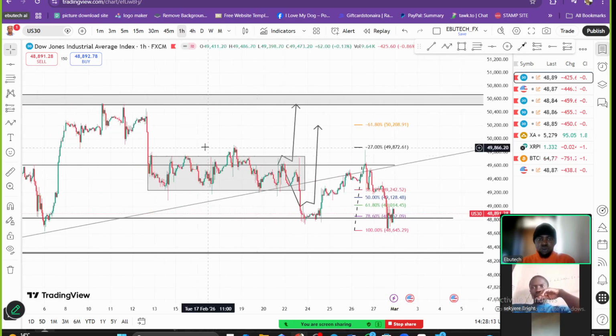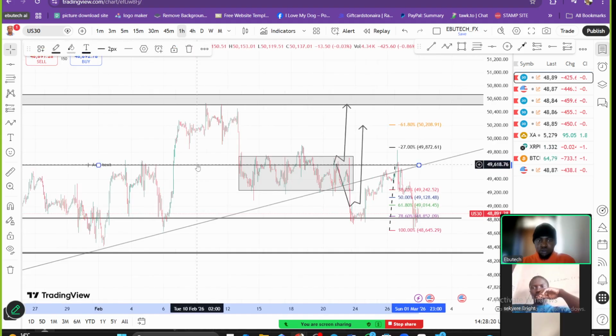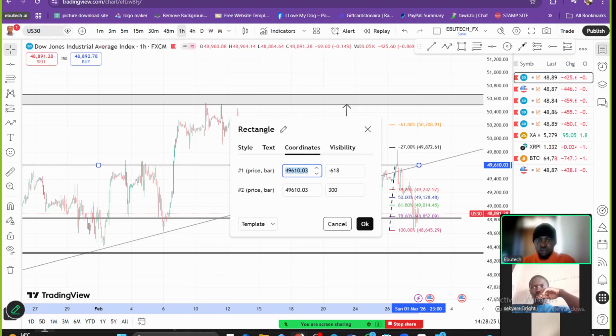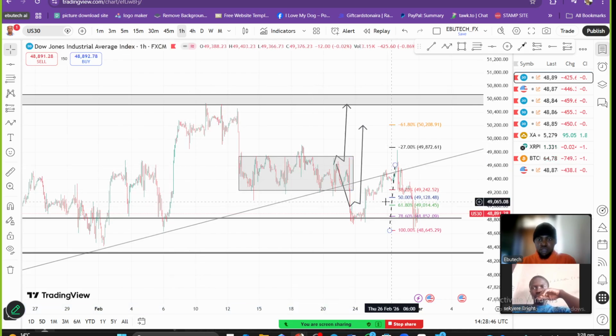So that is why I told you that here is our psychological level. Why is it a psychological level? Double click on it. If you put 600 here, it will still be the same place. Are you seeing that this thing is a psychological level? It's a psychological level. So that is it.